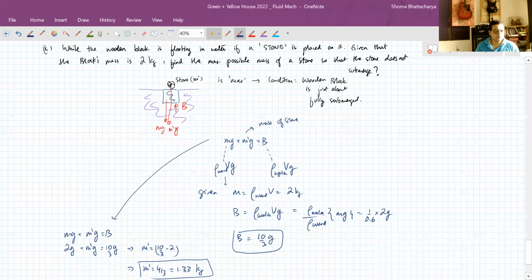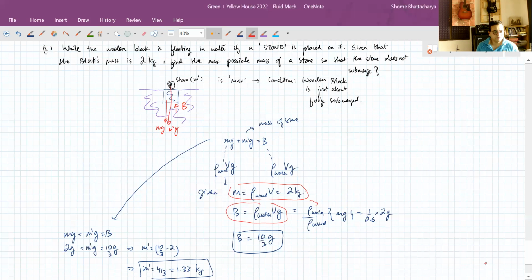After that it is very simple. You see this quantity, the weight of the wooden block, M, is basically what? It's density of wood into V, and that is given to us as 2 kg. Compare this quantity M with the formula for buoyant force. So get the relationship between these two things. Just divide these two equations, you get this relation.